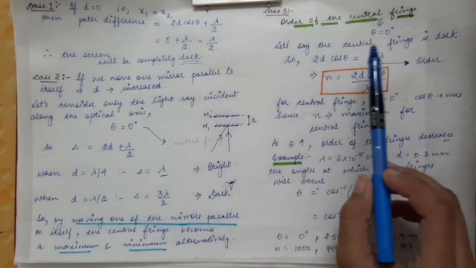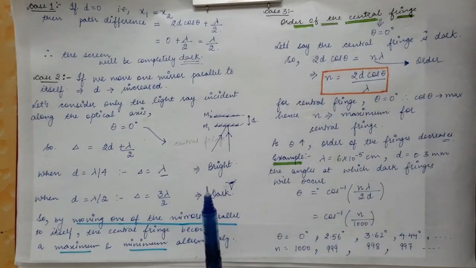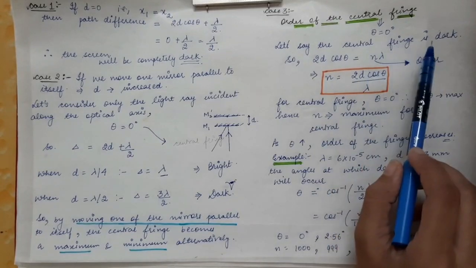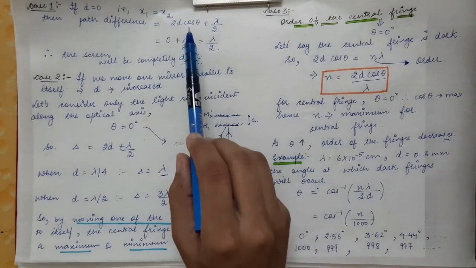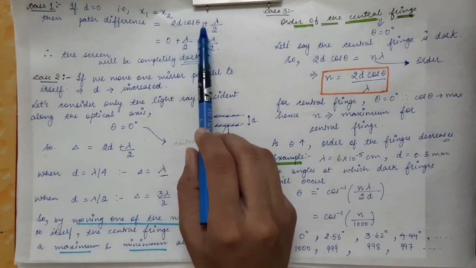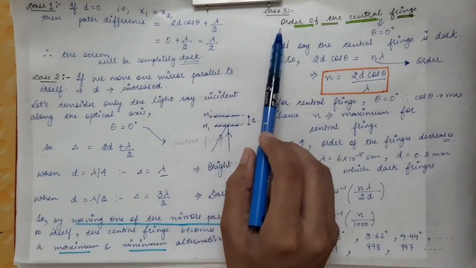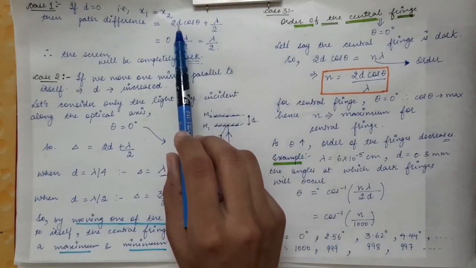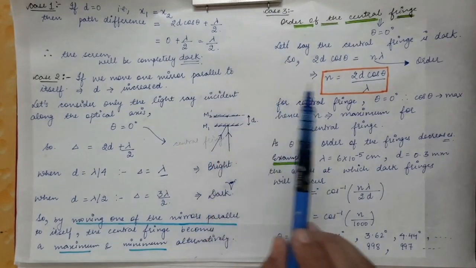First of all, we will consider the central fringe only when it is dark. For a dark fringe, the condition of destructive interference is 2d cos theta plus lambda by 2 should be equal to (n plus half) lambda. That is the condition of destructive interference. From there you will get 2d cos theta is equal to n lambda for destructive interference.